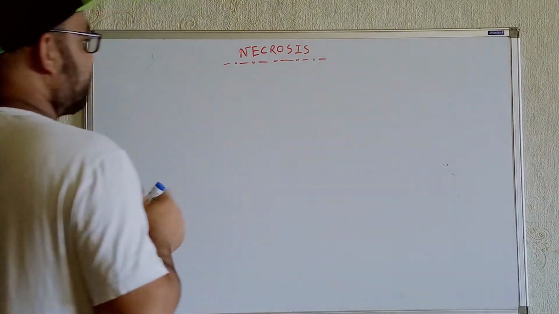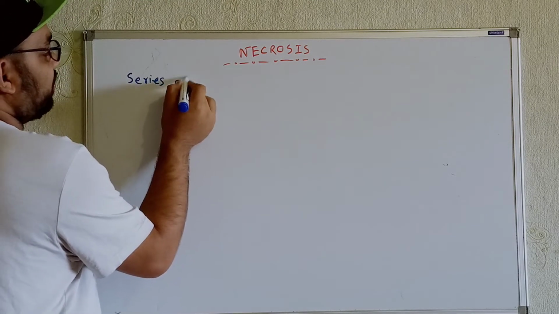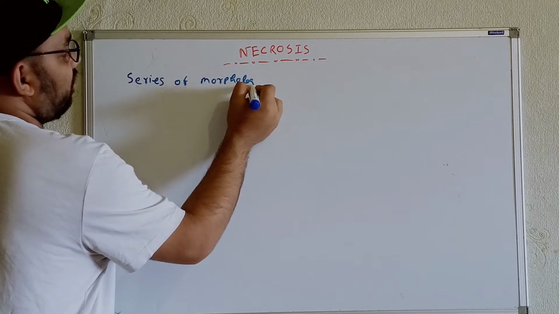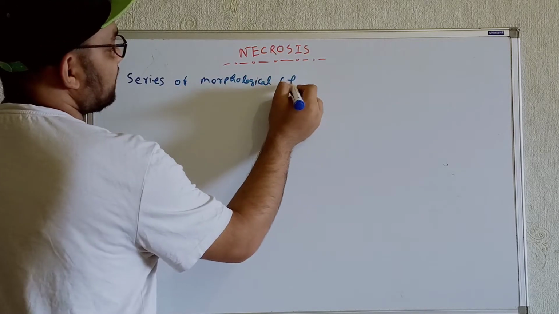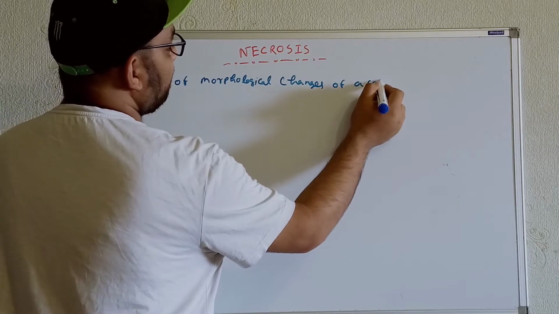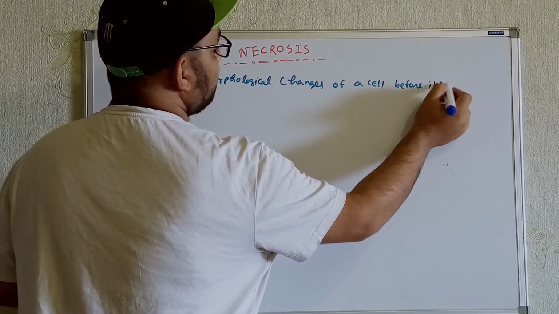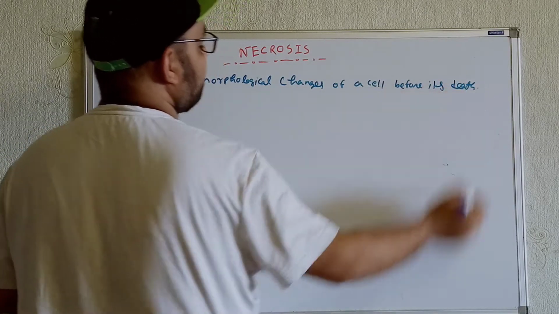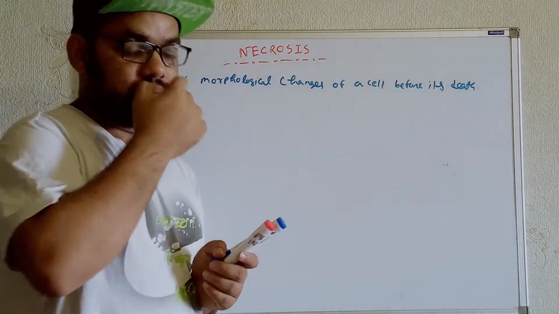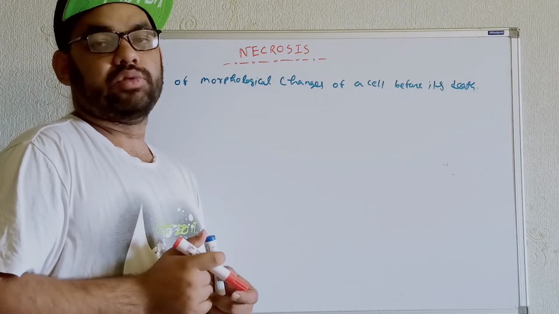Now, necrosis can be described as a series of morphological changes of a cell before its death. Just like this you can remember. Now, why do we see necrosis? The most common cause we see is hypoxia.